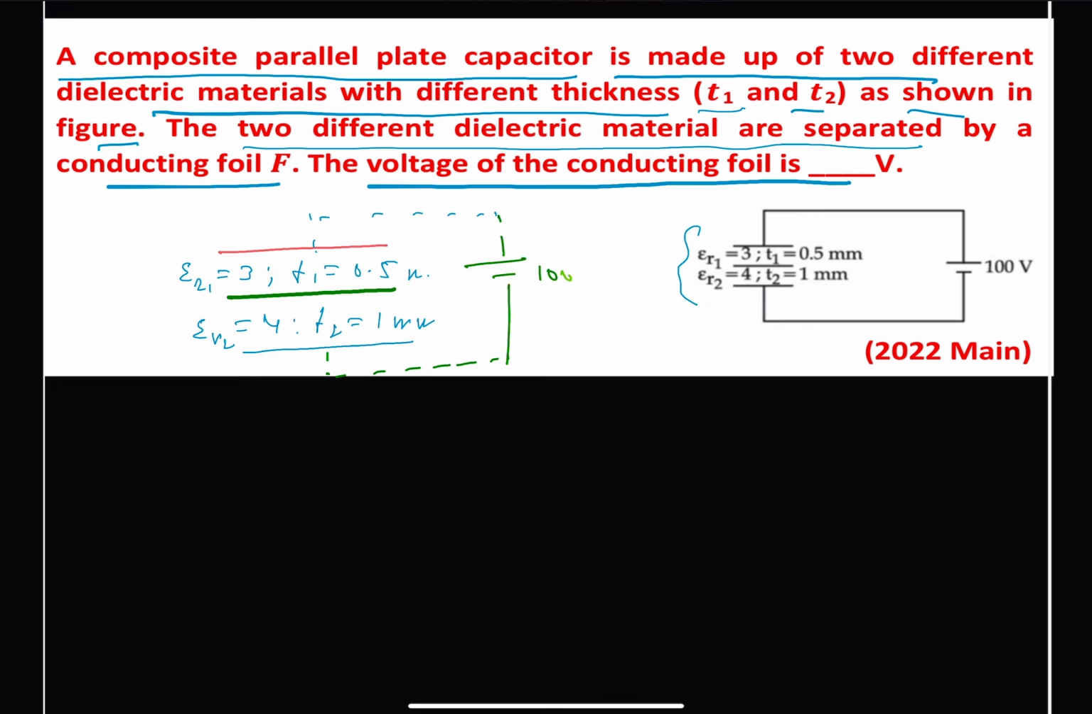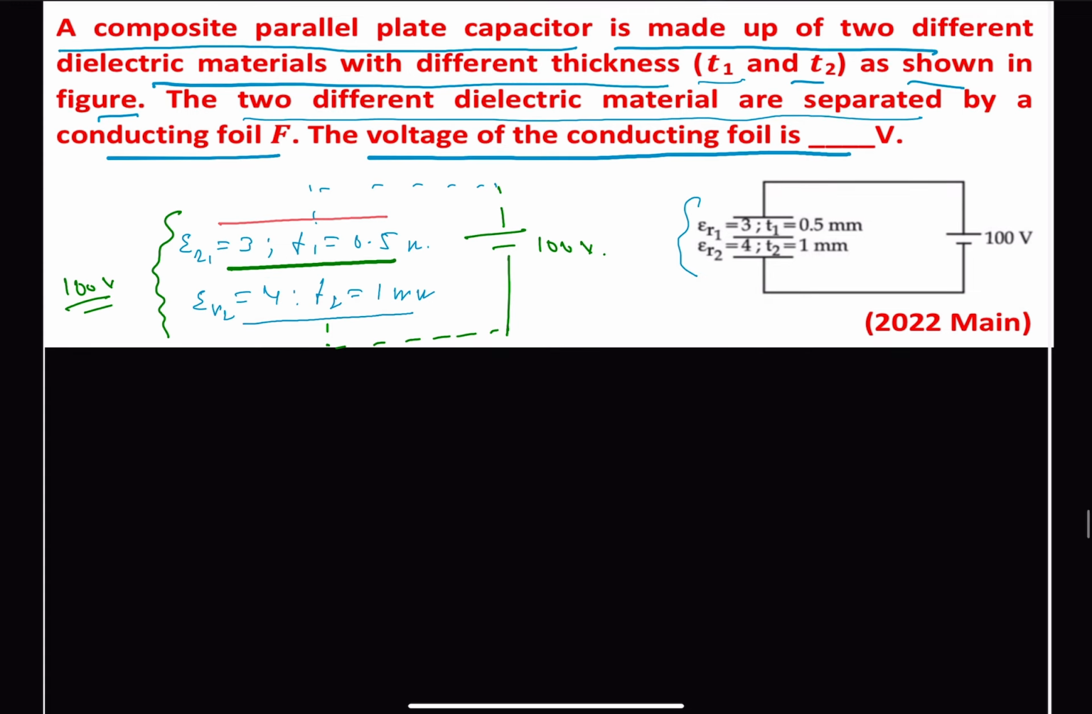So we have to keep in mind that the net voltage or total voltage across this combination should always be 100 volt. It has to be 100 volt. And for the first one, let us call this capacitance C1. For the second one, we call this C2.